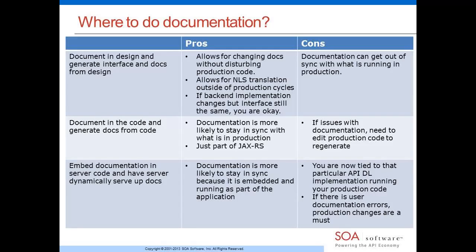Plus, now you're tied to a particular API description implementation running in your production code, right? So you're going to have to pick and embed that description language in your production code. Again, my next point there is if there's errors, production code must change. So you've got to decide where to do your documentation and what level of risks you want to take and how you want things to stay in sync.